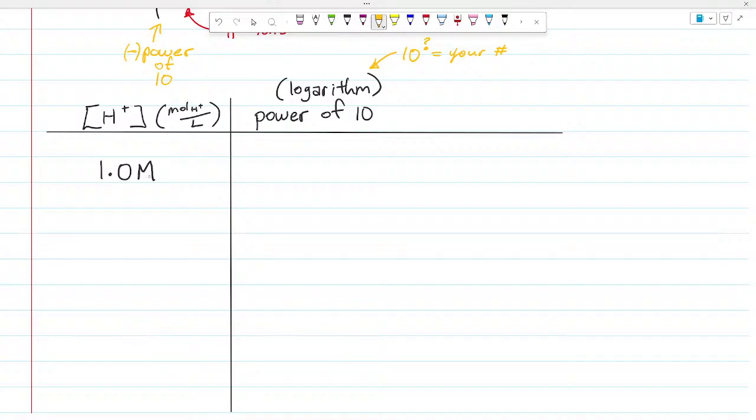So if I did 1.0 molar, 10 to what exponent equals 1.0? 10 to what exponent equals 1? Nope. 10 to negative 1 equals 0.1. We'll get to that later. Nope. 10 to the power of 1 is 10.